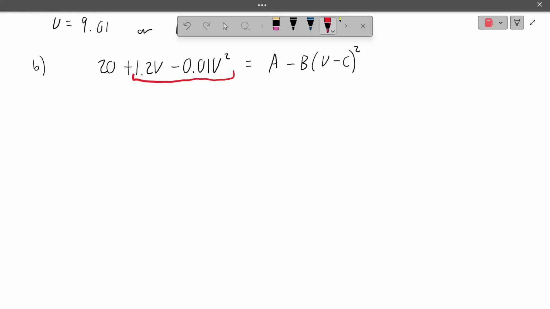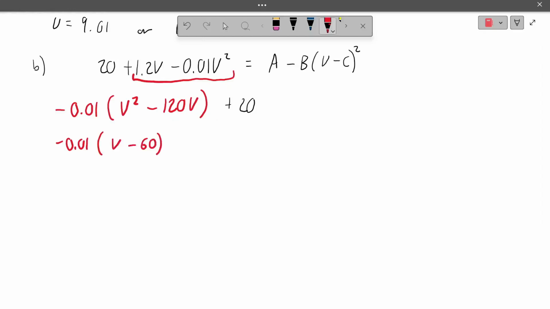So what I'm going to do is divide everything by minus 0.01. So we have minus 0.01, and then in brackets, you just get v squared. And if you divide 1.2 by minus 0.01, you get minus 120v. You still have that plus 20, so I'll just put that on the end. Then we need to do that completing the square bit, which is minus 0.01 brackets v minus 60 in brackets squared. So let's do a little grid to help.